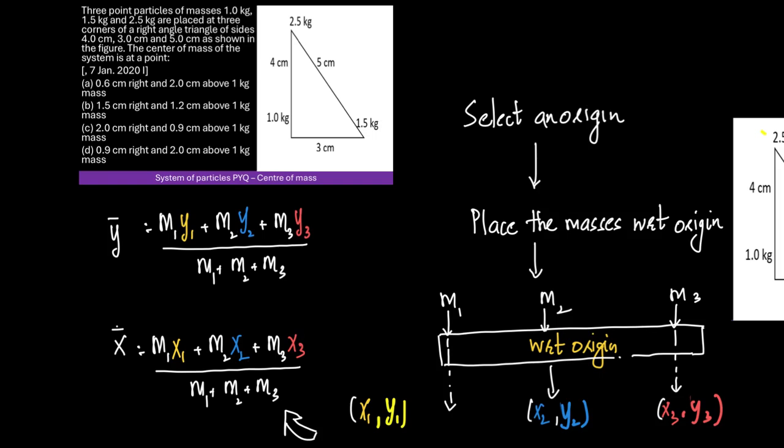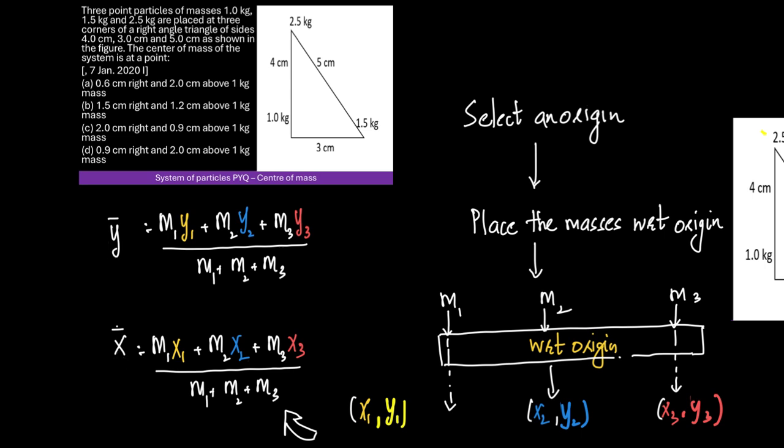So how do we approach this question? For that matter, how do we approach any center of mass question? First, we select an origin and then place the masses with respect to the origin, and then find out the respective coordinates with respect to the origin, which gives us the coordinates of m1 as x1, y1, m2 as x2, y2, and m3 as x3, y3. And therefore we have x bar and y bar, right?